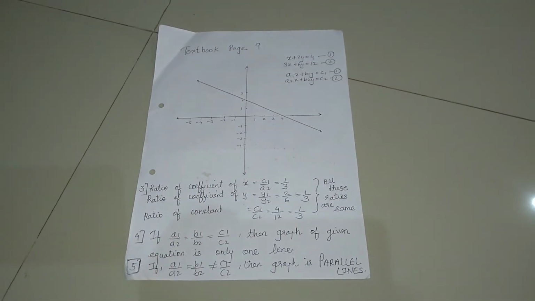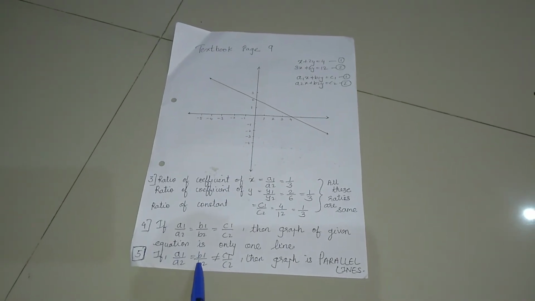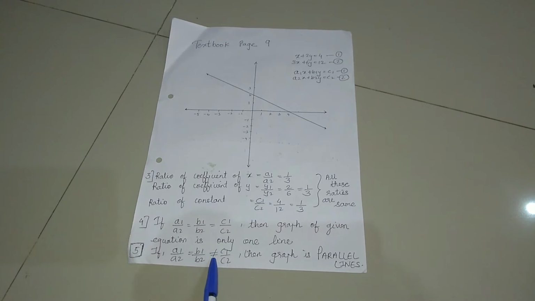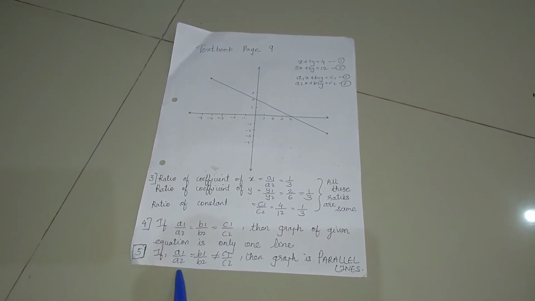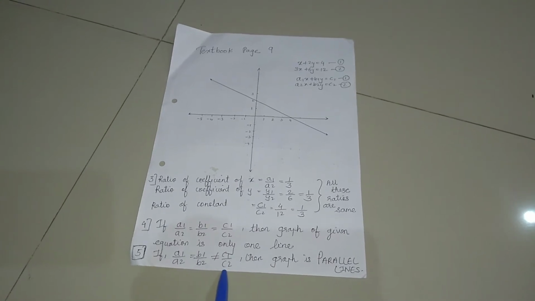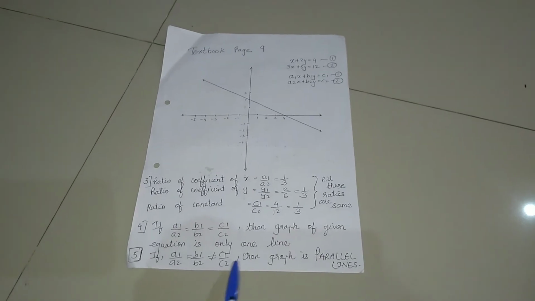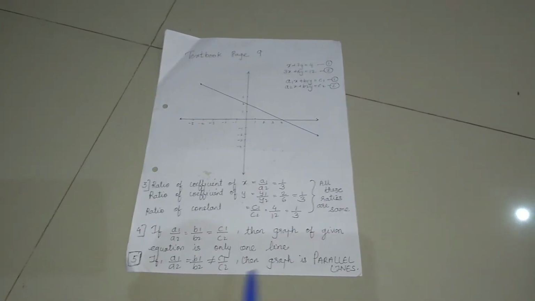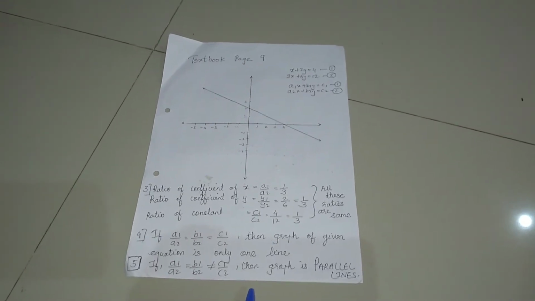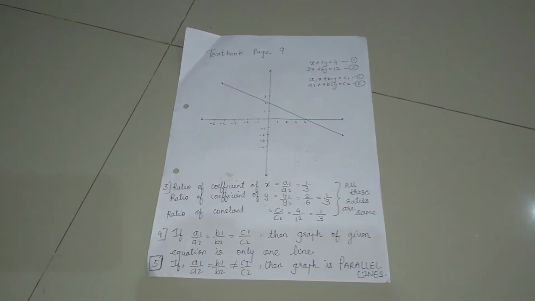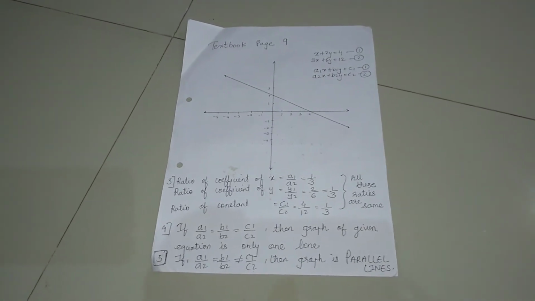Now, if a1 upon a2 and b1 upon b2 are the same, but when we compare with c1 upon c2 it is not the same, suppose here it is 1 upon 3, here 1 upon 3, and here 5 upon 3, which is not the same, then the graphs of the equations will be parallel, that is, they will not coincide. So how can we see the graph?